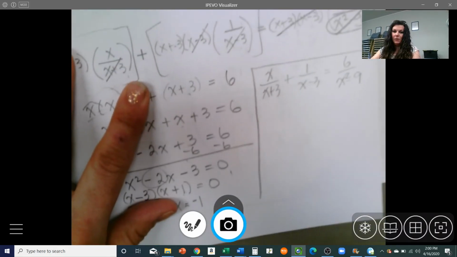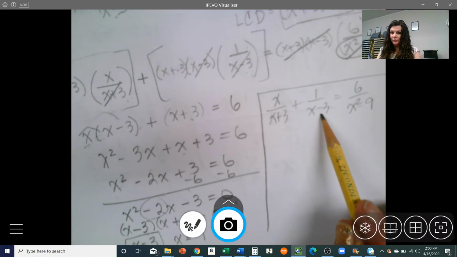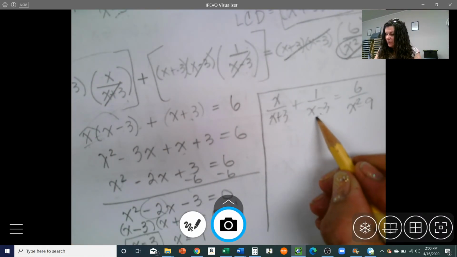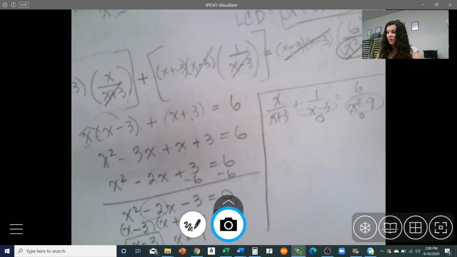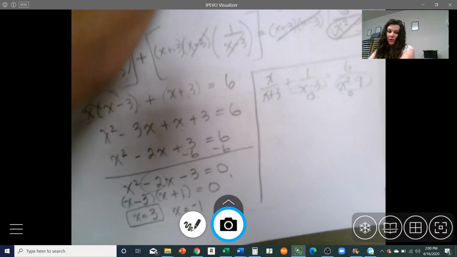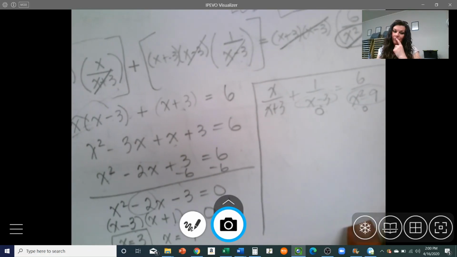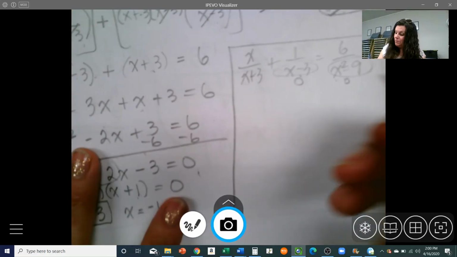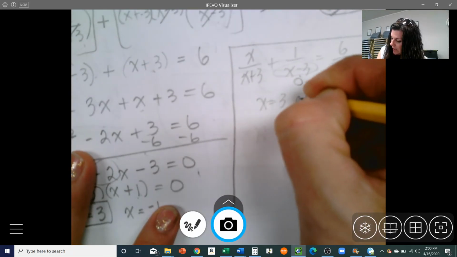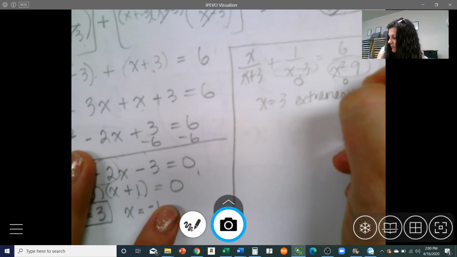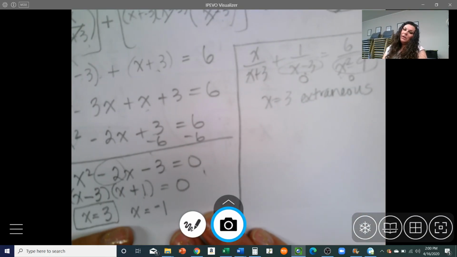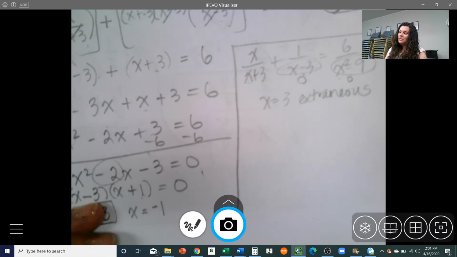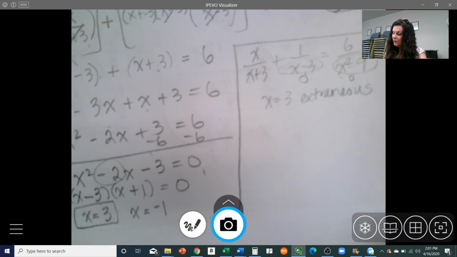if I put 3 in here, I'm going to end up with a 0 in this denominator. And this would be 3 squared, which is 9 minus 9, so this would have a 0 in the denominator. That's not okay. I can't have zeros in my denominator. So that makes x equals 3 extraneous. Okay? So it's a solution, but it isn't a solution because of the dividing by 0 thing.